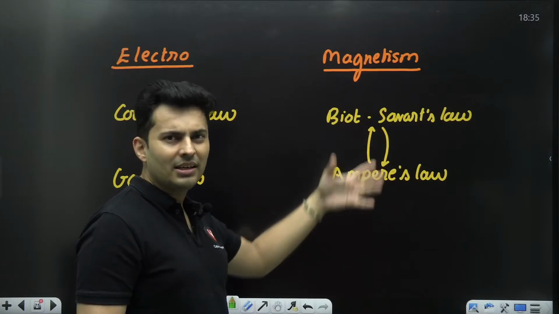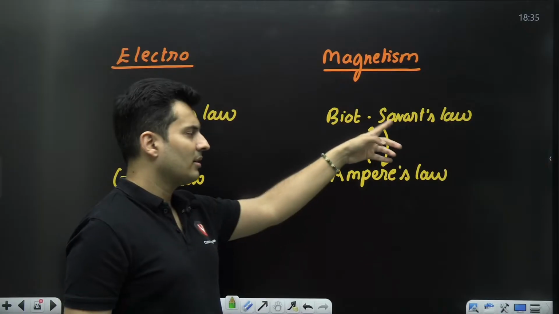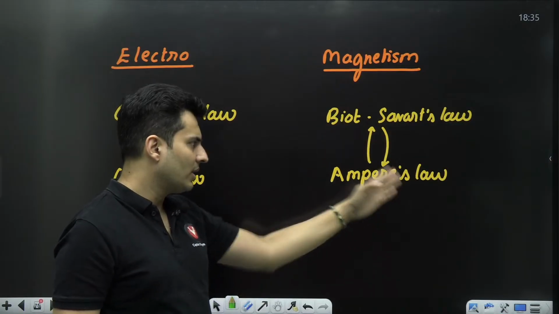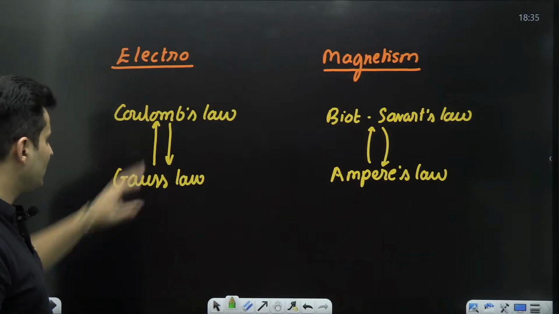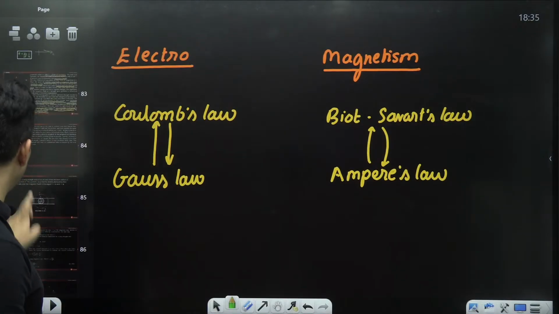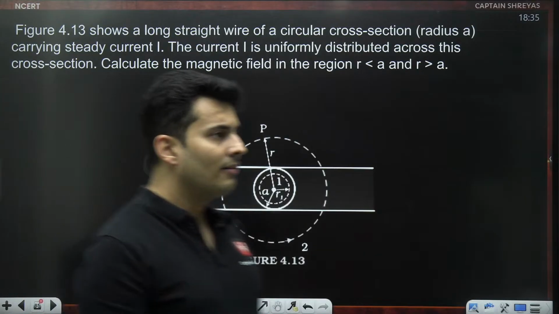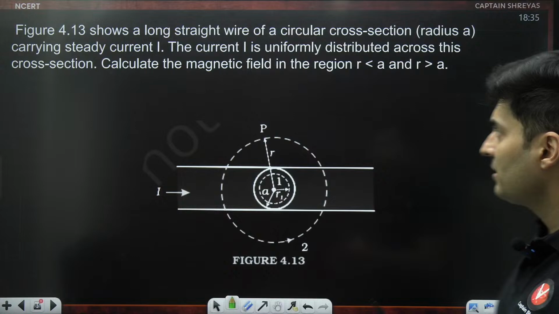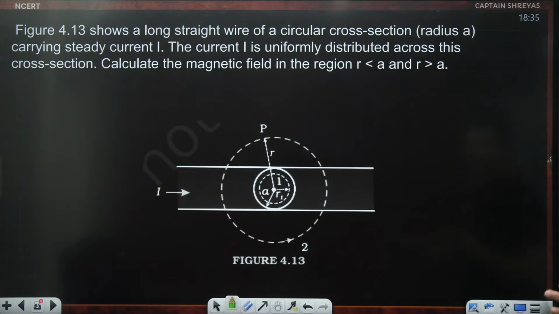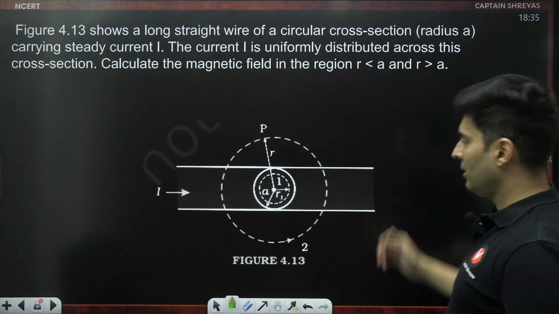They both are basically different ways of approaching a problem. This is used for different geometries. This is used for symmetrical geometries, just like over here. And then they have given an application of Ampere's loop law right over here. It shows a long wire which is carrying current. It has a circular cross section and it is distributed uniformly. Calculate the magnetic field below A and above A, where A being the radius.